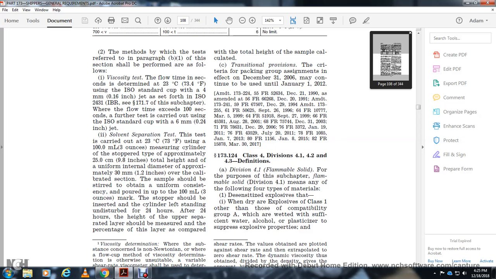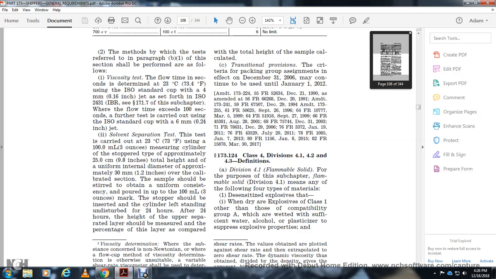Use a stoppered cylinder approximately 9.8 inches in total height, with a uniform internal diameter of approximately 1.2 inches over the calibrated section. The sample should be stirred to obtain a uniform consistency and poured up to the 3 ounce mark. The stopper should be inserted and the cylinder left standing undisturbed for 24 hours. After 24 hours, the height of the upper separated layer is measured and expressed as a percent of the total height of the sample.